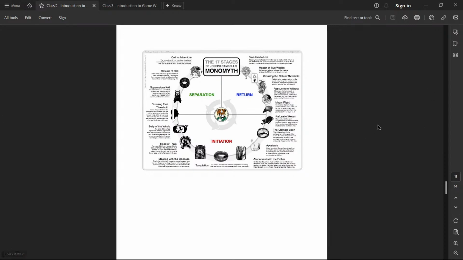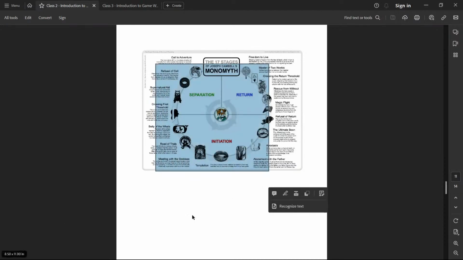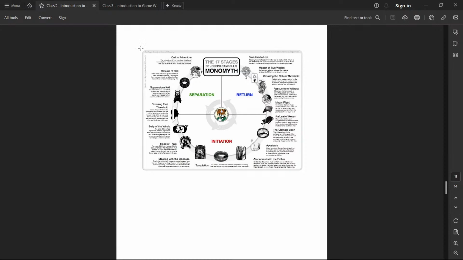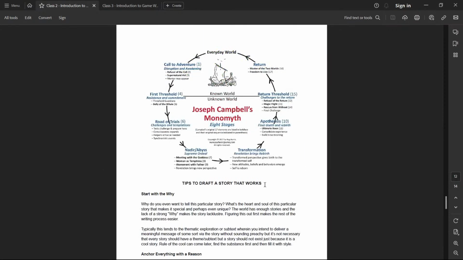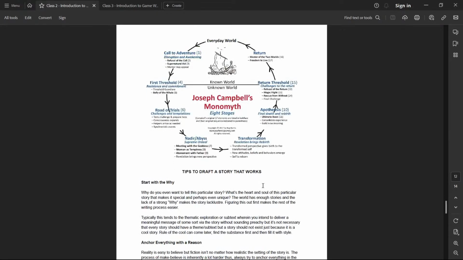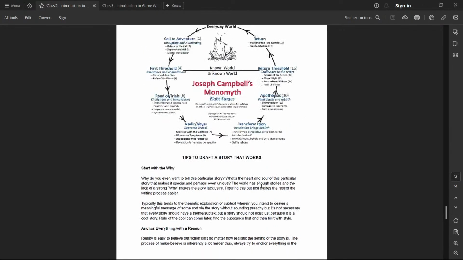This is another example. As you can see, there's a bit more detail, but it's very good to understand this. But yeah, that would be it for the hero's journey. And now we would be moving towards some tips to help draft a story that works.